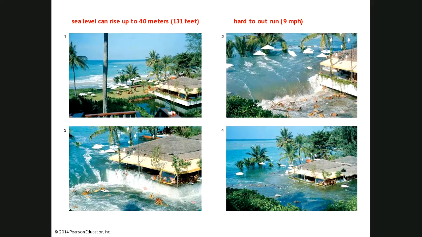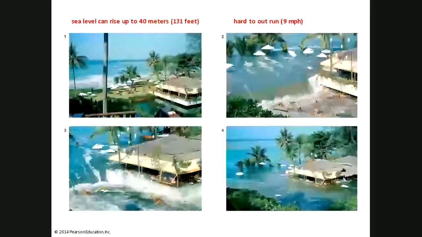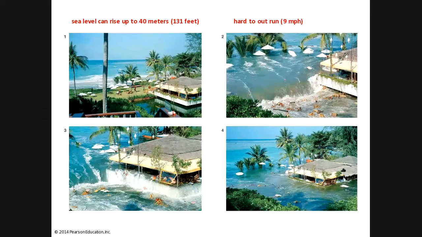This is the 2004, wasn't it? Christmas 2004, when it happened. Yeah. The sea level rose up to 40 meters. And notice once again, people think, oh, tsunamis, you'll have a big breaking wave. It didn't happen that way here. This was just a big surge of water, sort of like a storm surge in a way. And the sea level rose 40 meters, moving at about 9 miles an hour.